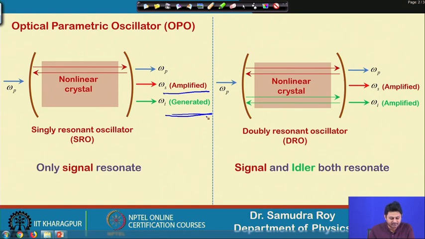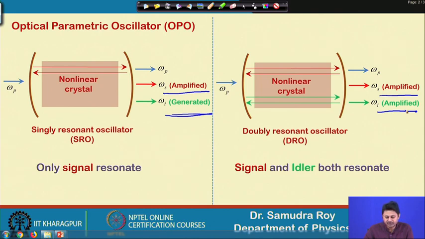So only the signal is going to resonate, but the mirror reflectivity is fixed in such a way that the field associated with omega s makes a round trip and is amplified accordingly. But for a doubly resonant oscillator, both the fields associated with frequencies omega s and omega i are going to amplify. So instead of resonating one particular wavelength or frequency, we have two wavelengths that resonate together. Signal and idler both resonate, so we call it a doubly resonant oscillator, or DRO.